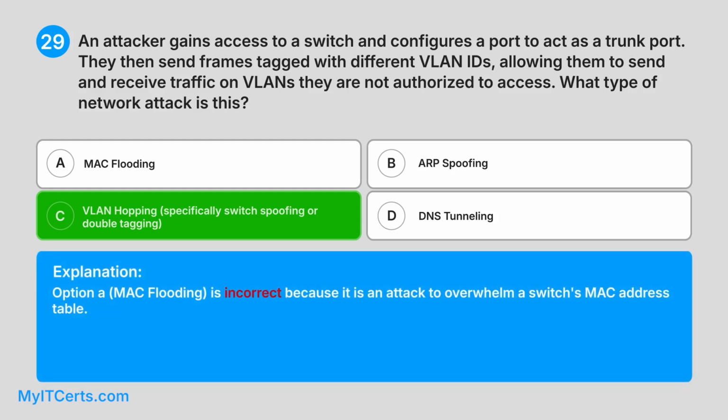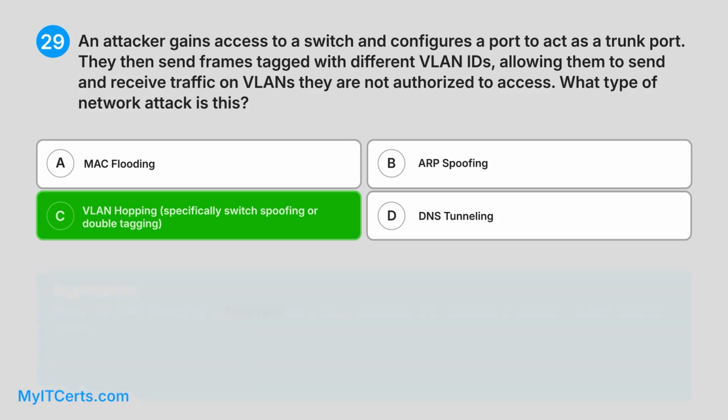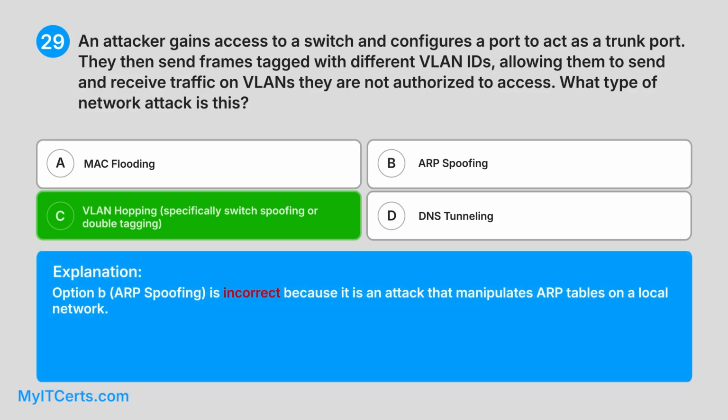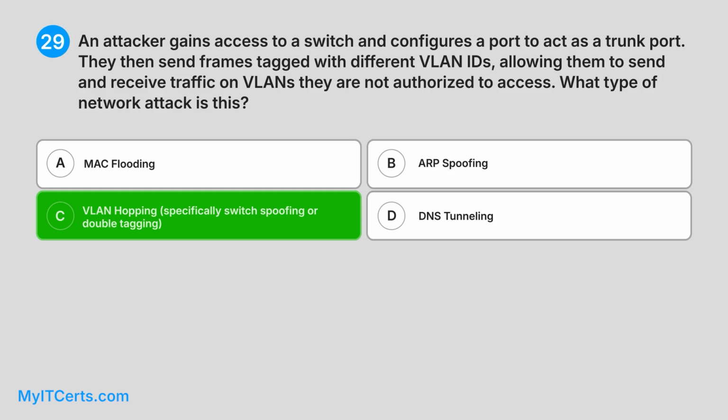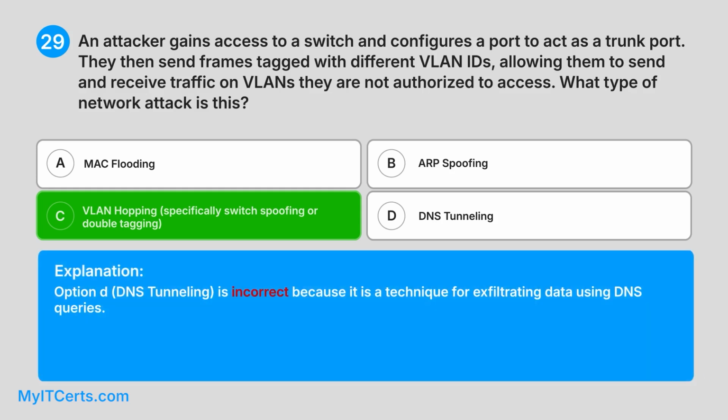Option A, MAC flooding, is incorrect because it is an attack to overwhelm a switch's MAC address table. Option B, ARP spoofing, is incorrect because it is an attack that manipulates ARP tables on a local network. Option D, DNS tunneling, is incorrect because it is a technique for exfiltrating data using DNS queries.